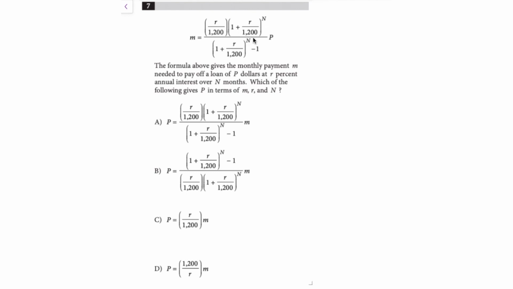And P is just being multiplied by this big ugly fraction. So all I need to do to cancel out this multiplication of a fraction is multiply by the reciprocal of the fraction. So I want to figure out which answer has the reciprocal of this being multiplied by M, because that's what P is going to equal.